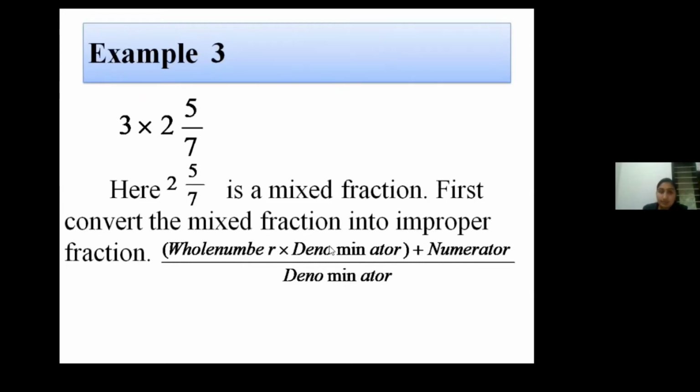Here the mixed fraction is 2 5 by 7. We can use the formula. The whole number is 2, the numerator is 5 and the denominator is 7. So first, whole number into denominator, that is 2 into 7, plus the numerator, which is 5, by the denominator. The denominator is 7, so rewrite the number 7. So 2 into 7 plus 5 by 7.